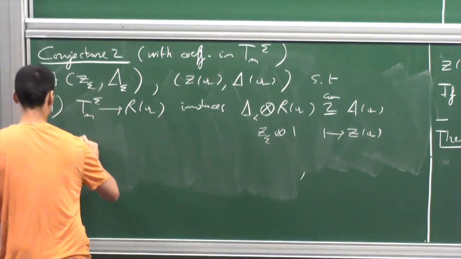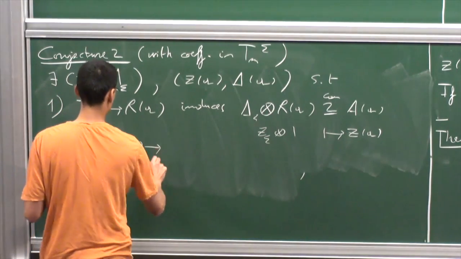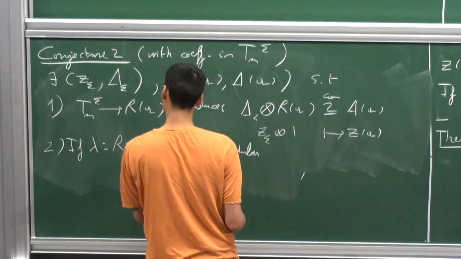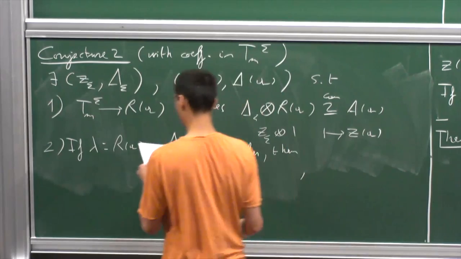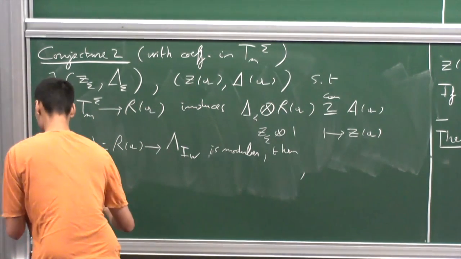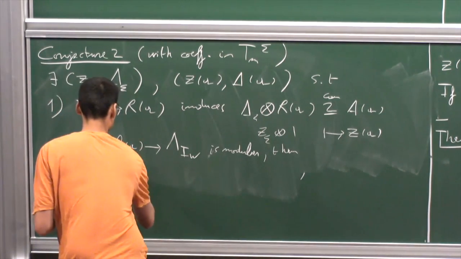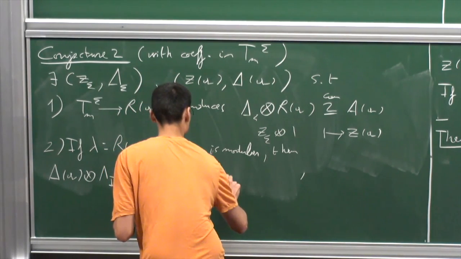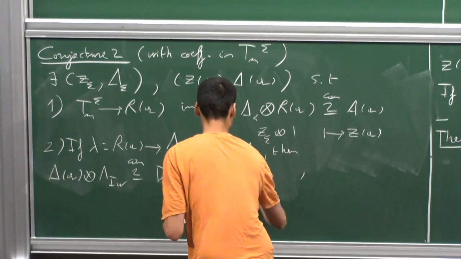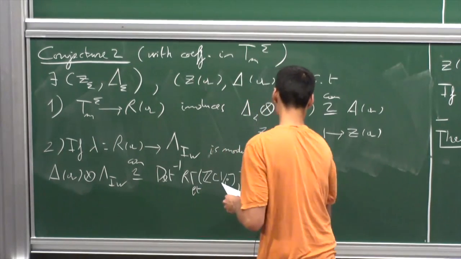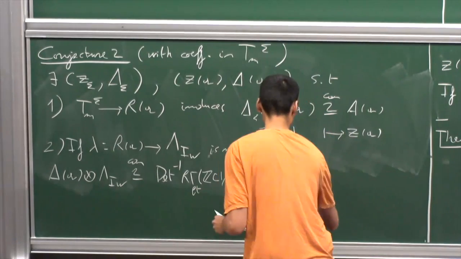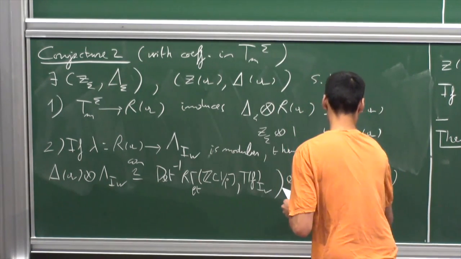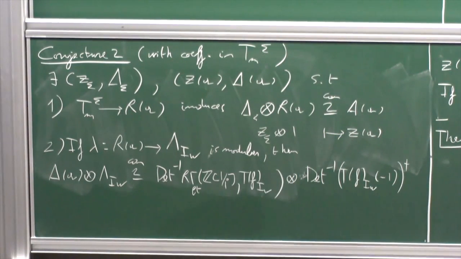And second, if lambda is a modular point of RA, so if this is a system of eigenvalue of an eigenvector form, then delta A tensor with lambda Iwasawa should be canonically isomorphic to the following objects. You take the determinant of the complex, the entire cohomology complex of Z with P inverted, with coefficients in some lattice, some Iwasawa lattice in the cohomology of the modular form. And then there is a supplementary term, which is this lattice, and you take the plus part, so the invariant part and the complex conjugation.